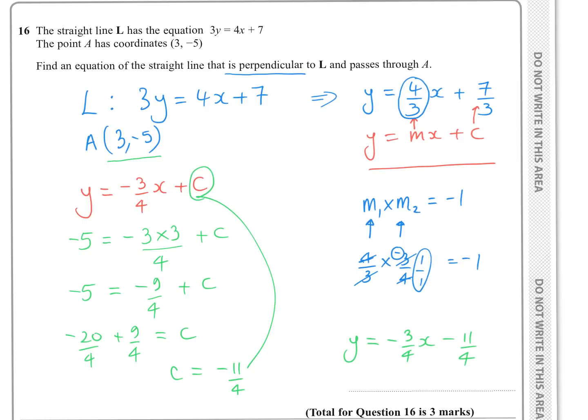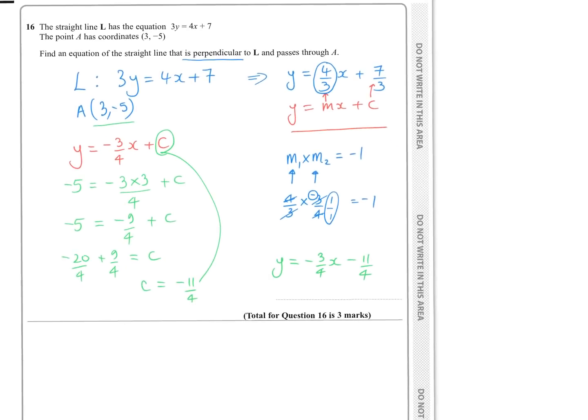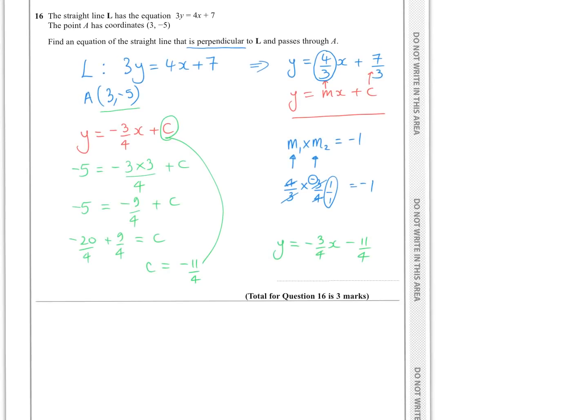Some of you would like to write that in a different way, and that's absolutely fine, because the question had this form. So if we multiplied both sides by 4, we'd just have 4y equals negative 3x minus 11, and that would just be an alternative to this form. So either is acceptable.